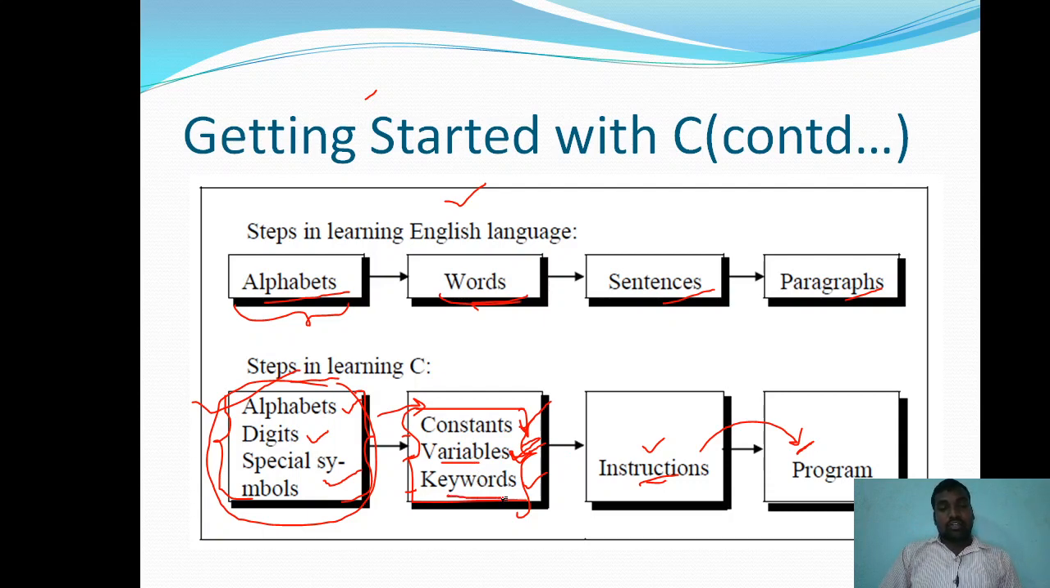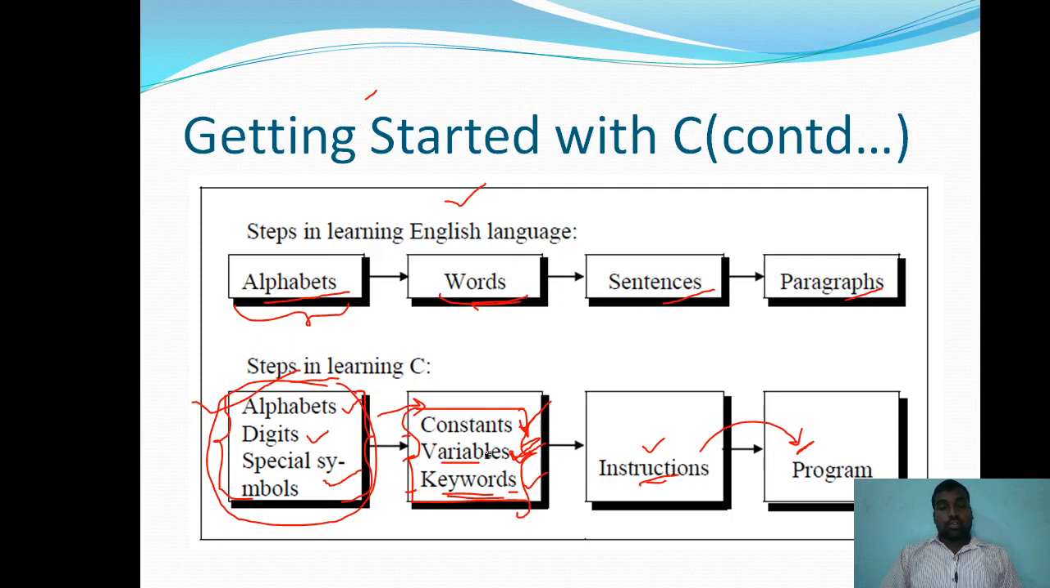Then coming to keywords. Keywords are nothing but reserved words. They already have some special meaning. The meaning of those words is already written in C by Dennis Ritchie, so we simply call them keywords. In C programming we have 32 keywords.